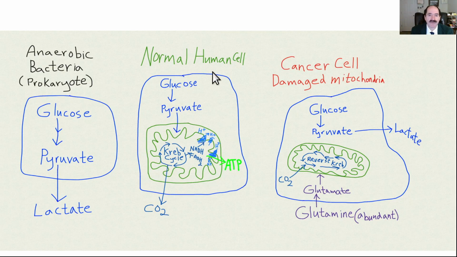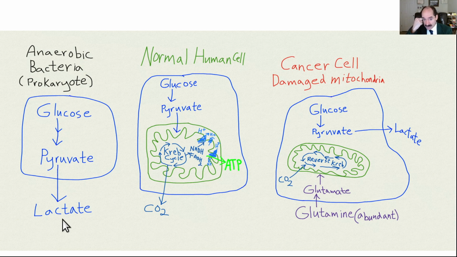Okay, now here's a picture of a normal human cell. It'll take glucose and run it through glycolysis to make pyruvate. Pyruvate goes into the mitochondrial matrix and runs through the Krebs cycle, and then it goes to oxidative phosphorylation along the mitochondrial membrane and makes tons of ATP, 30 to 38 ATP. All right, anaerobic bacteria, we talked about it. Glucose goes through anaerobic glycolysis to pyruvate, gets converted to lactate, and that can then be expelled from the cell.